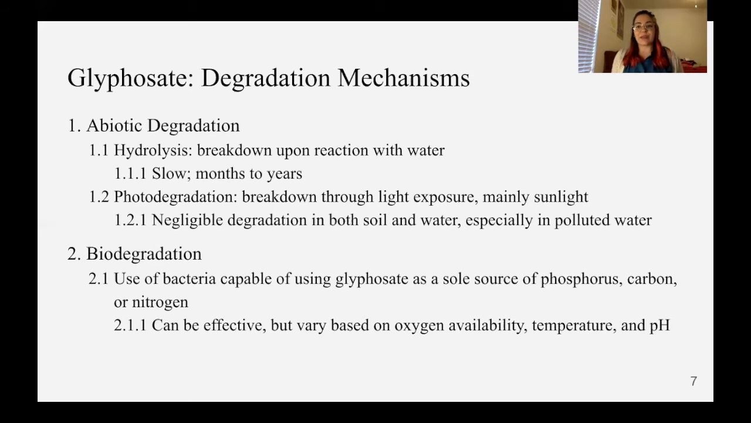Biodegradation is the use of bacteria that can use glyphosate as a source of carbon, phosphorus, or nitrogen. It's very effective, and it's actually the main form of degradation in natural systems, specifically soil systems, but varies conditionally based on oxygen availability, temperature, and pH.